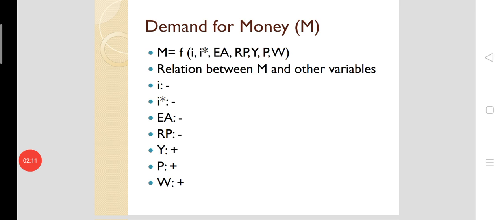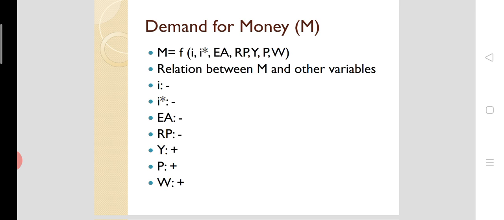So initially let's look at the demand for money. Money is an asset in the basic portfolio. Here we have the factors driving the demand for money. Let's write the demand for money as M is equal to a function of I, I star, EA, RP, Y, P and W. So these factors are determining the demand for money in different directions. The first one in the list is I. I stands for the domestic rate of interest, or rate of interest on the domestic bond.